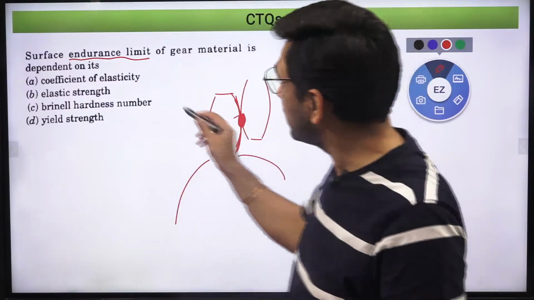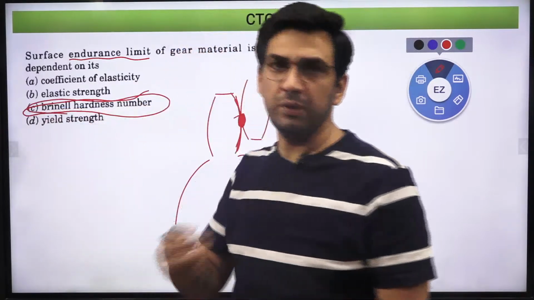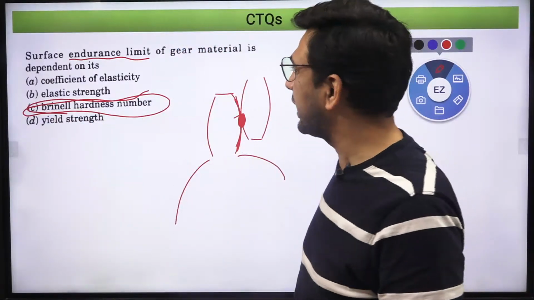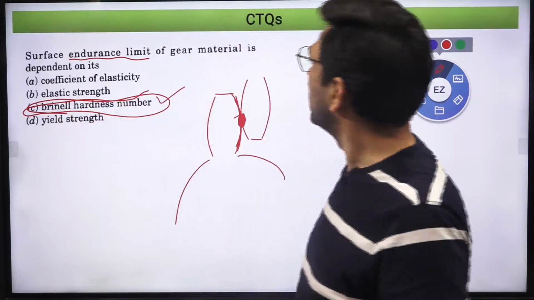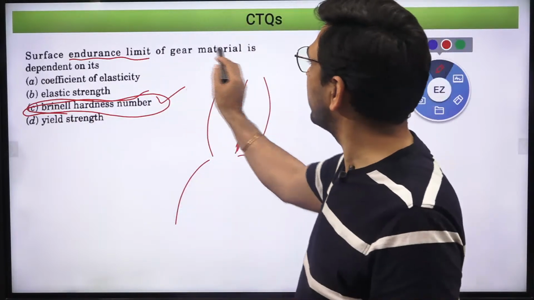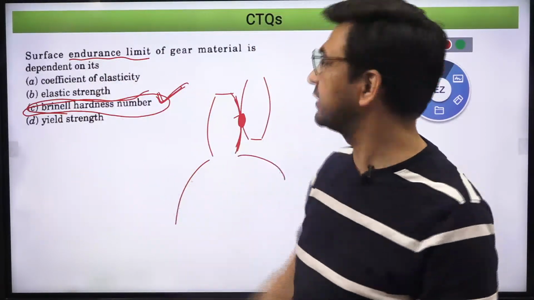So that is why, if you see which of these, it will depend on Brinell, which is simply a method of measuring the hardness number. So that hardness, that means the surface endurance limit of gear material is dependent on what? That is dependent on the hardness. That is the meaning of this.